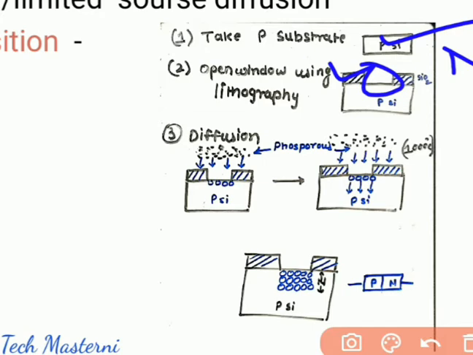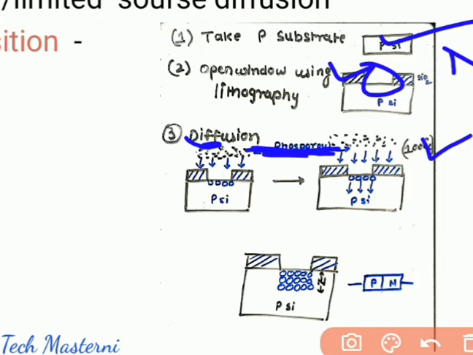Now let us see how we will insert our dopant into this particular region. So we have our infinite source of phosphorus. This is my infinite source of phosphorus. It will be present as long as I want. So at 1000 degrees centigrade, we will diffuse this dopant into our p-type substrate.